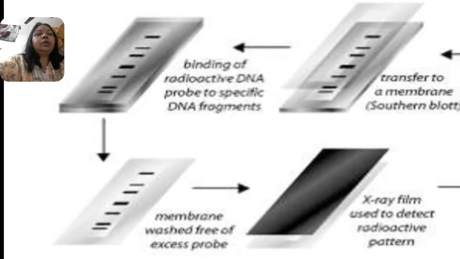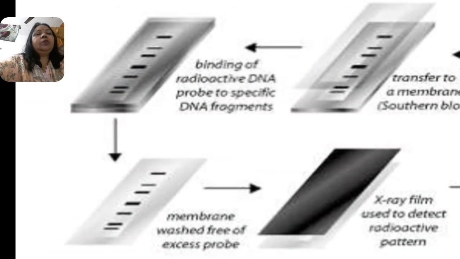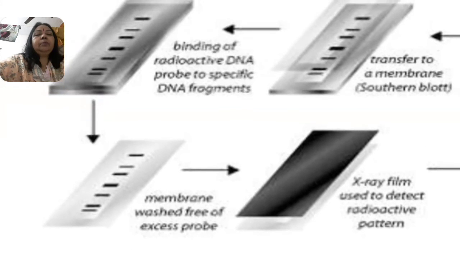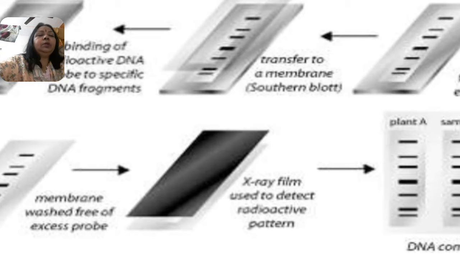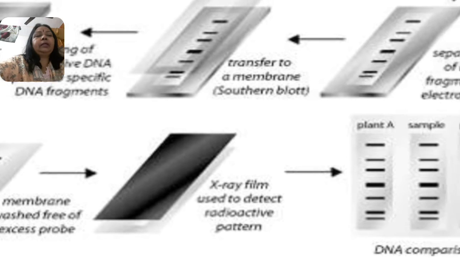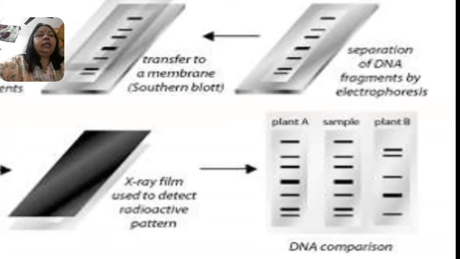The next step is Southern blotting, in which a radioactive DNA, or single stranded probe, binds to specific DNA fragments. The membrane is washed again to remove the excess probe, and after the washing, X-ray film is used to detect the radioactive pattern. For example, with a plant A sample and a plant B sample, we can compare the DNA bands by this method.